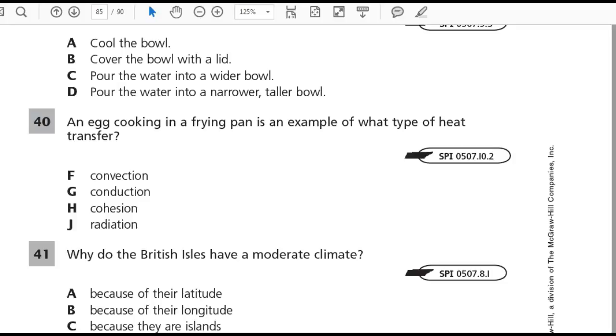So it's got to be one of the others. You should have chosen G, conduction, because the egg is touching the frying pan, and the heat transfers from the frying pan to the egg and cooks it.